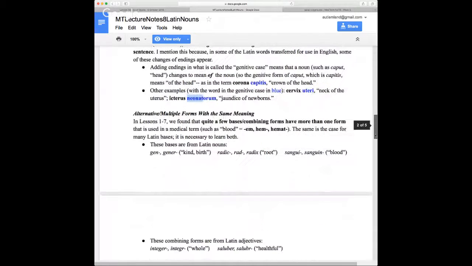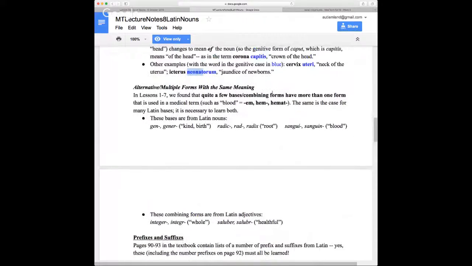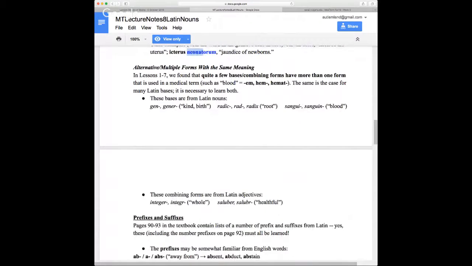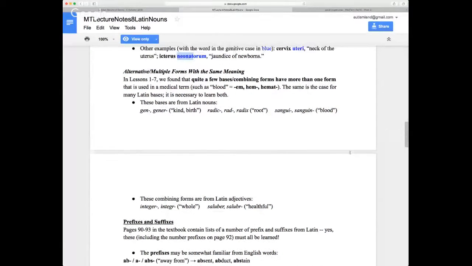Once again, in Latin, as in Greek, one base can have more than one form. And this is because of this business about declining. When you decline a word, sometimes the stem that you use to decline the word is the same as the nominative form or the main form, but sometimes it's different. So you can have bases from Latin nouns like gend and gener, meaning kind or birth, or rod and rodix, these all mean root, or sangui and sanguin, those all mean blood. Or in terms of adjectives, integer and whole, like integers, and solid for healthful. So in other words, there's a lot of variety that you're going to see with Latin nouns.